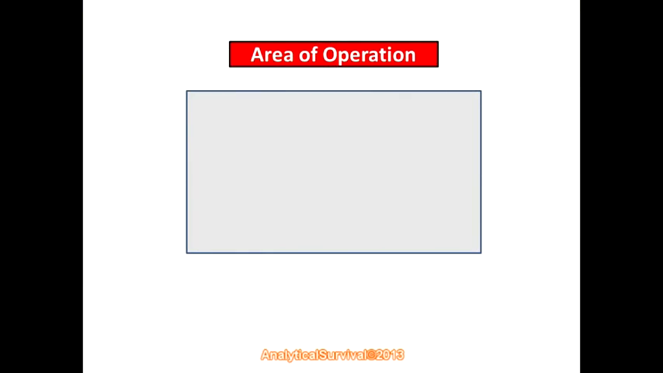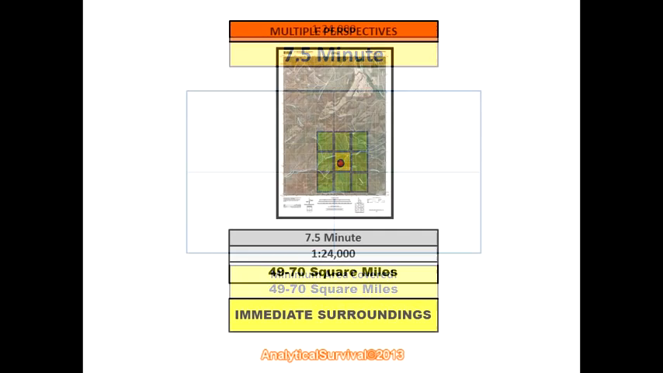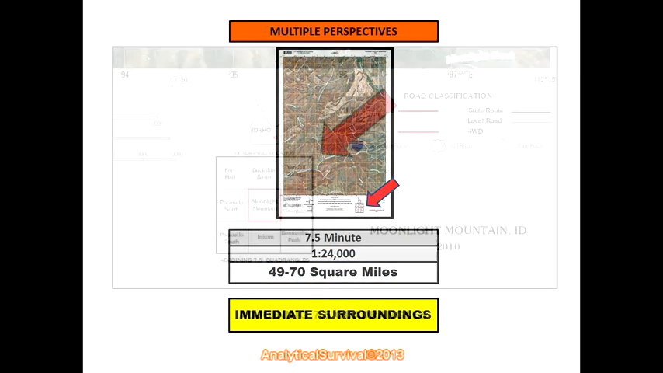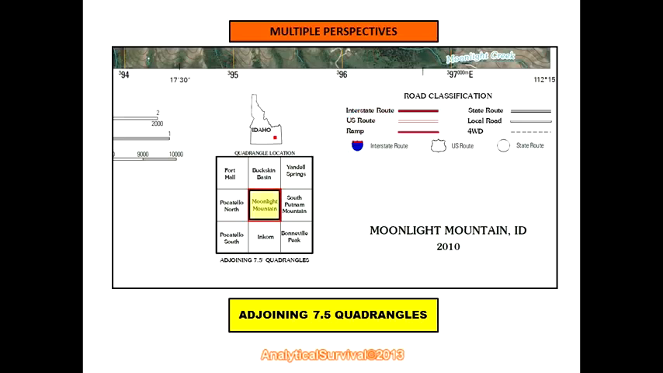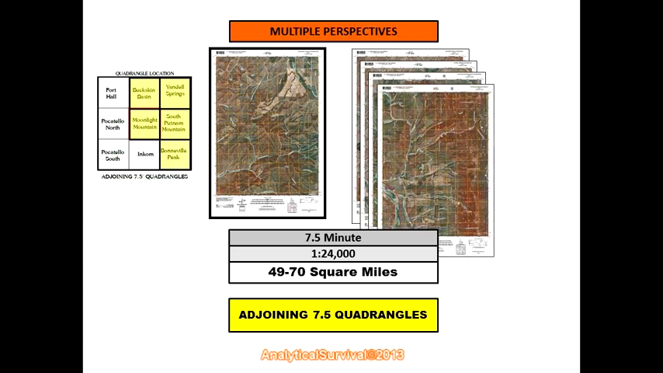Let's now talk about areas of operation. Let's say that I'm right here at this point. As a baseline, I myself would procure 7.5 minute quads, not only for my location here, but for all the surrounding quadrangles as well. And you can do that by looking down at the lower right-hand corner of your quadrangle. This center quad here will be your actual map. And as you can see, you'll be able to easily locate the names of all the surrounding quads as well. It may be a little expensive, but trust me, it's a few bucks well spent.